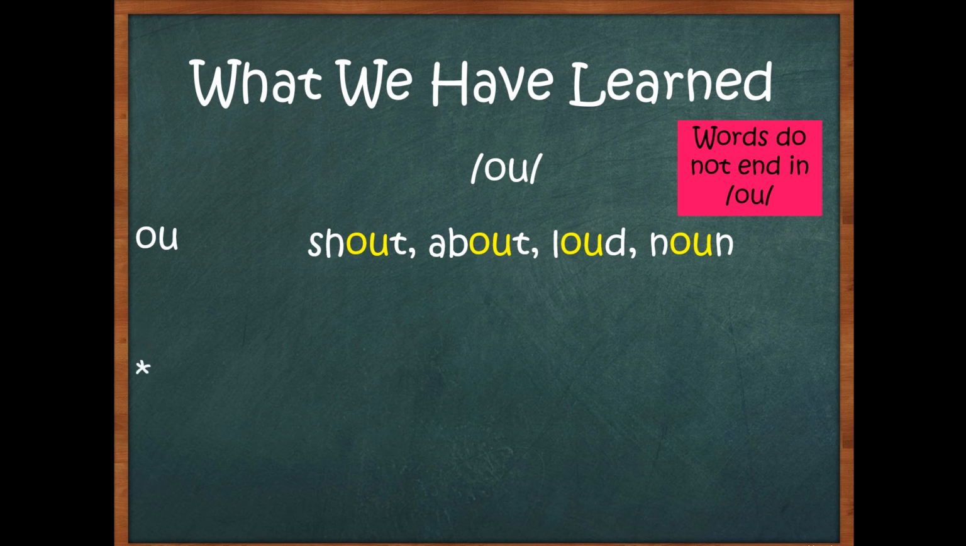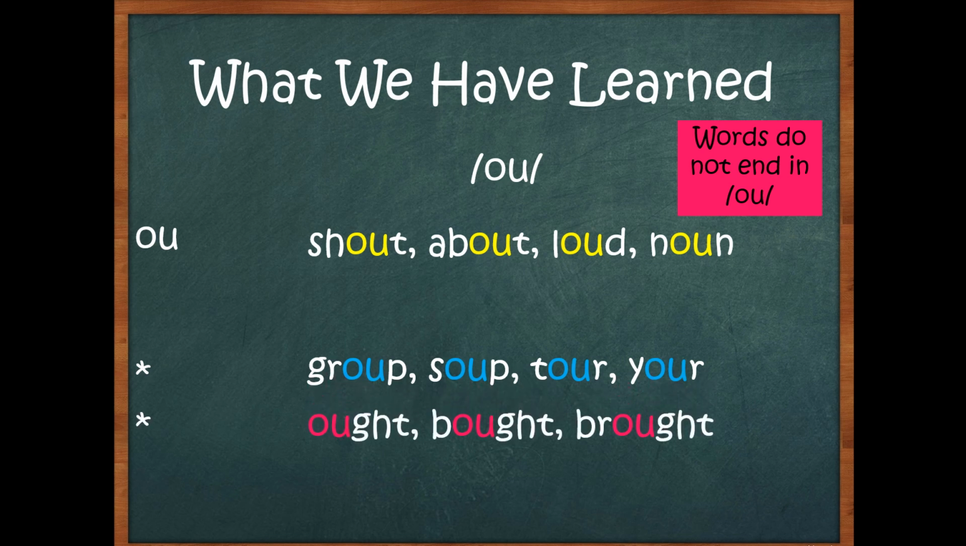Of course, there's a problem because OU can also make the OO sound, like group and soup and tour and your. Okay, I think we have all that now, right? So then we can move on. But then, oh, that's right, I forgot. There's also the aw sound, like ought, like you ought to drink your milk and you ought to eat all of your broccoli. And then we've got bought and brought, which are two of our trick words. Okay, so OU is really a problem. So we just have to remember these words as our examples, and I think we'll be okay.